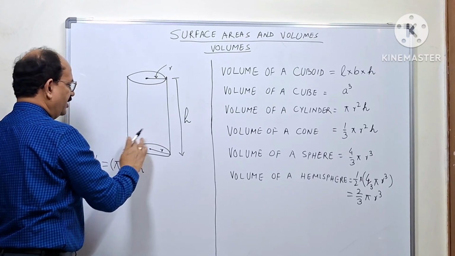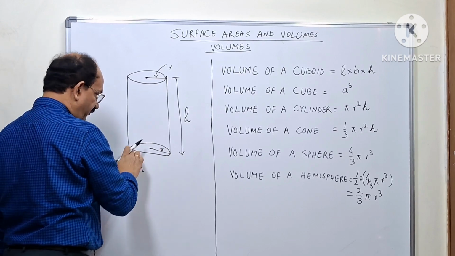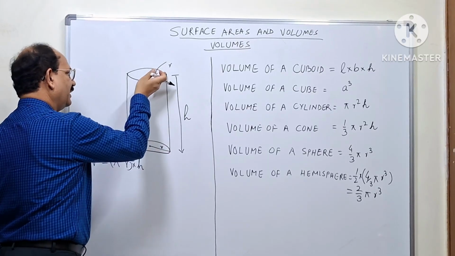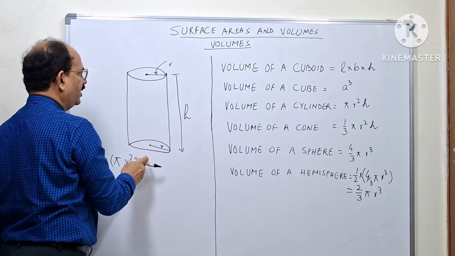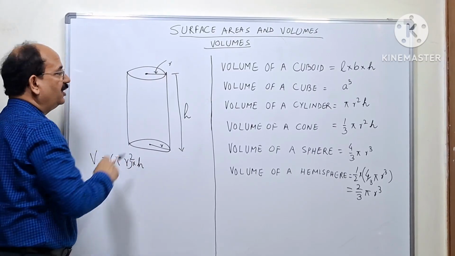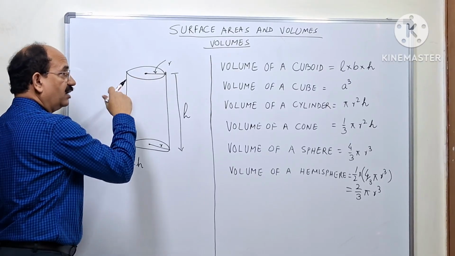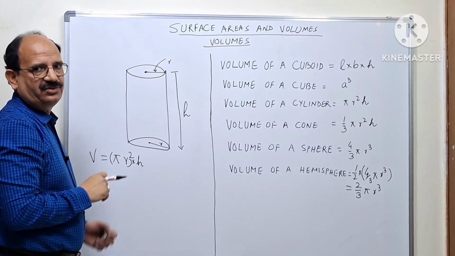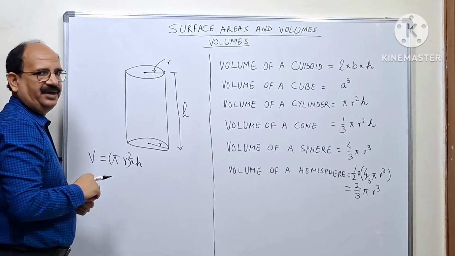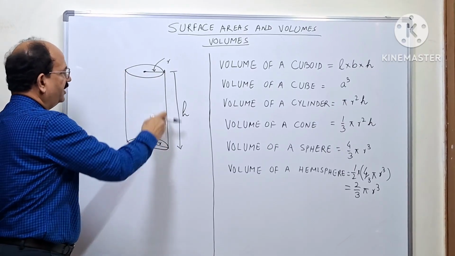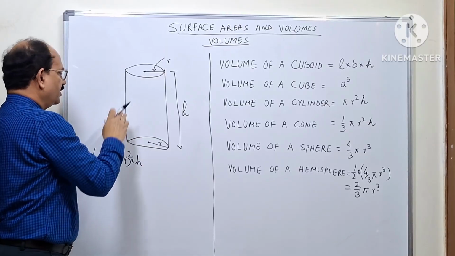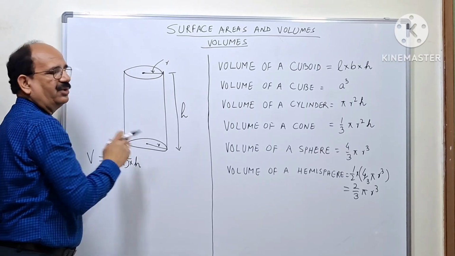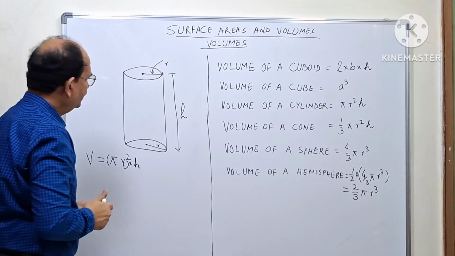which is the surface area of one circular face, the lower face, and you keep adding up to height h, and that becomes pi r square into h. That much will be the volume of the material required to form this shape of the cylinder, which will be a solid cylinder. And as explained earlier, if it is an empty container, then the volume of water or any liquid it can contain is also equal to pi r square into h. Okay.